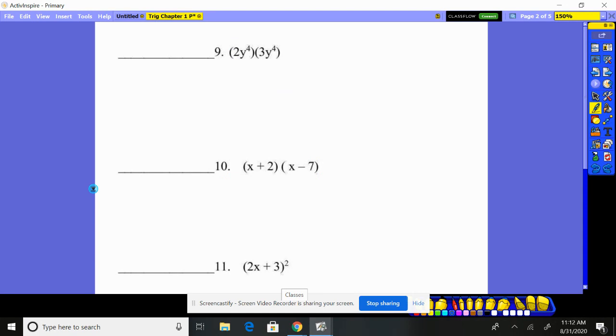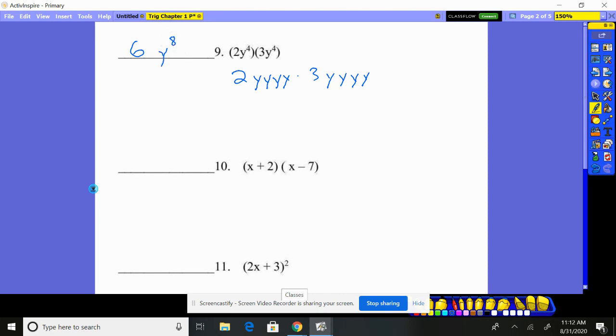All right, let's look at problem 9. 2y^4 times 3y^4. So that's 2y times 3y. 2 times 3 gives us 6y. How many y's do you see? y to the 8th power.